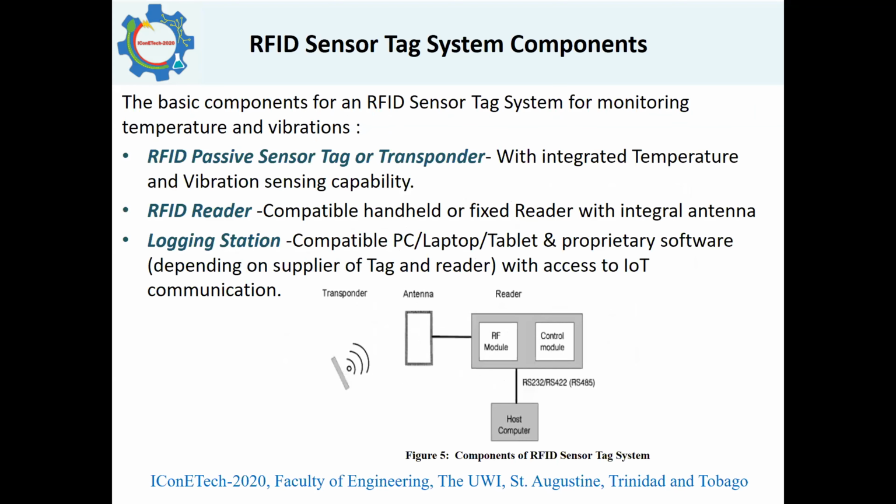In the system that we want to implement on site, it will require the basic components, and that would include your RFID sensor tag, which is also commonly called a transponder, and this would be one integrated with a temperature sensor, and one that is integrated with a vibration sensor. The RFID reader, which is either available in a handheld mode or a fixed reader, which is when you install it, you leave it right there. And both of them would have an integral antenna. And the last component, the major component, is a compatible PC. And with technology these days, we don't need to have a PC.